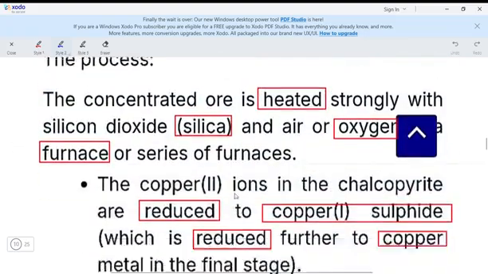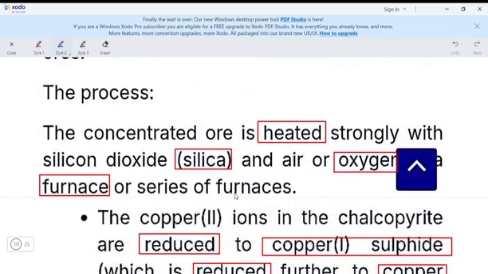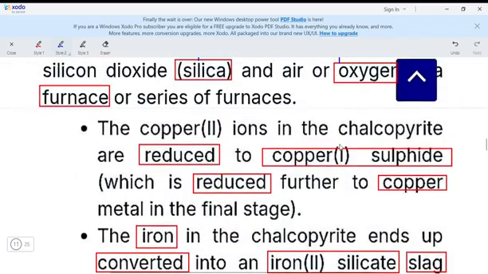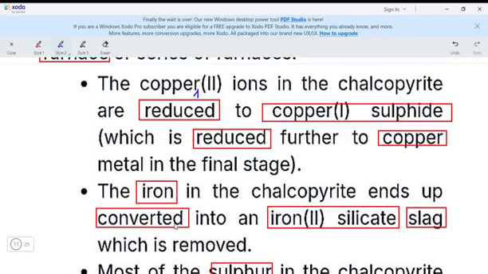So don't forget, to extract copper, there should be a strong heating with silica. As I said, silica is the sand, silicon oxide, and there will also be air or oxygen for the burning. When this takes place, there will be a reduction from copper 2 to copper 1, from that copper, iron and sulfur. So where we have copper 2, it will become copper 1. And finally, the copper 1 sulfide will become ordinary copper. So it's just like a 3-stage process.